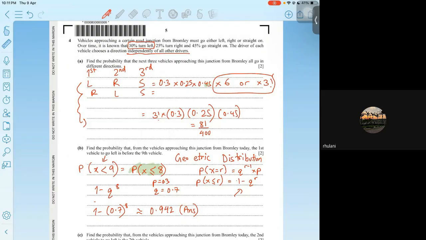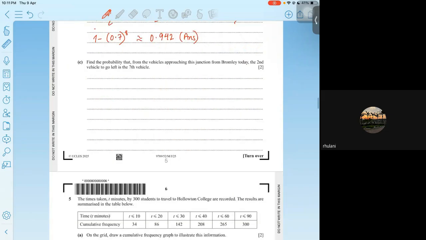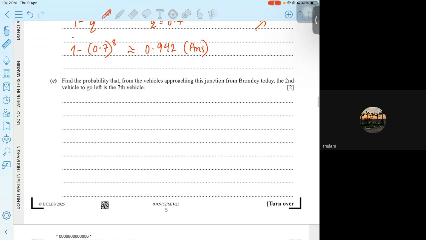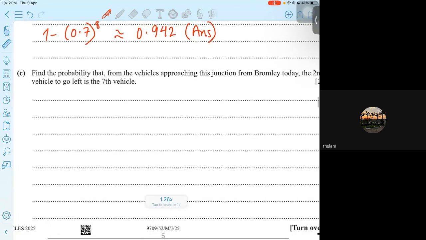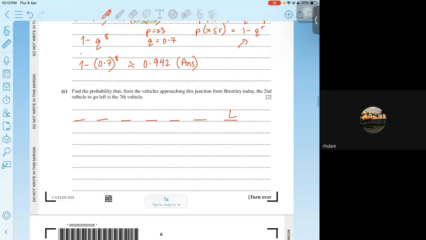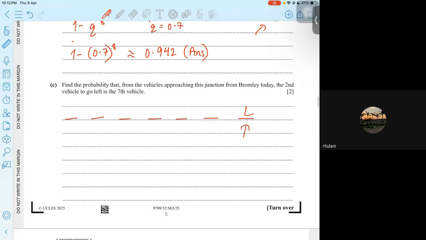Okay. So the third question says, find the probability that from the vehicles approaching this junction from Bromley today, the second vehicle to go left is the 7th vehicle. This is also a question that comes very often. The way we approach this is we first draw 7 spots: 1, 2, 3, 4, 5, 6, 7. So this is the second vehicle that goes left. Okay, so my first vehicle has to be from one of these. Do you understand this?